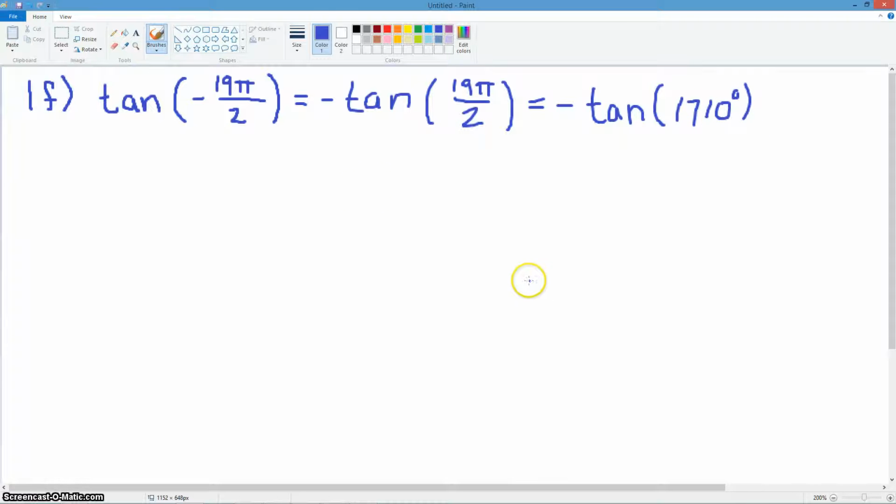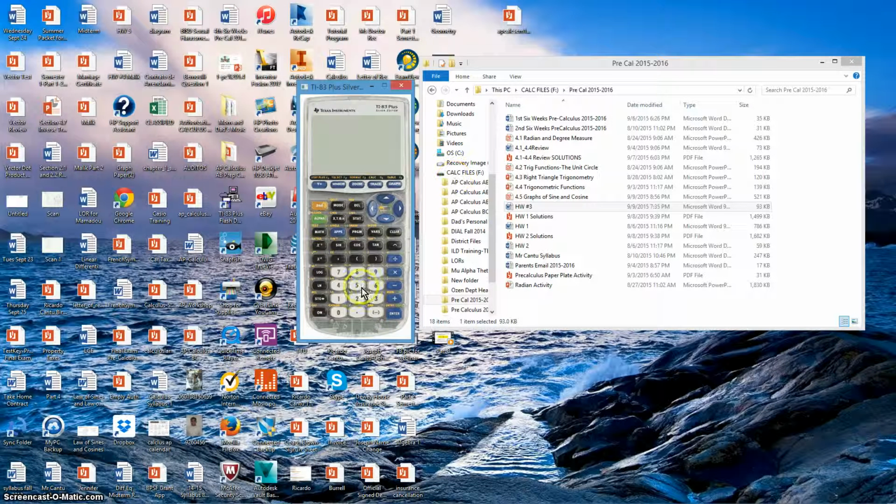Okay, so now we have to figure out what quadrant we are in, but let's use some common sense. We know that one complete rotation is 360 degrees. So I'm going to take my calculator and divide 1,710 degrees by 360, because that's going to give me an idea, at least the whole number, of how many complete rotations. So I will have gone 4 complete rotations.